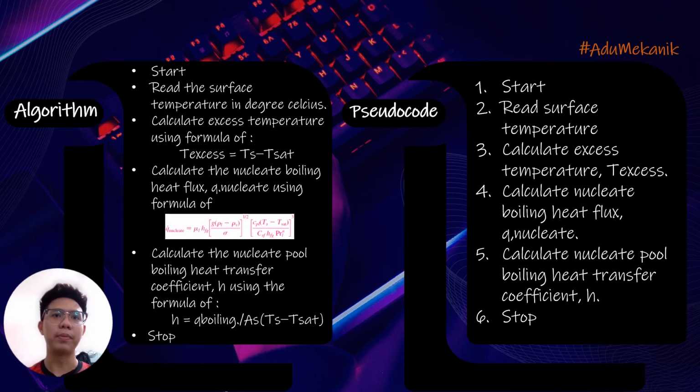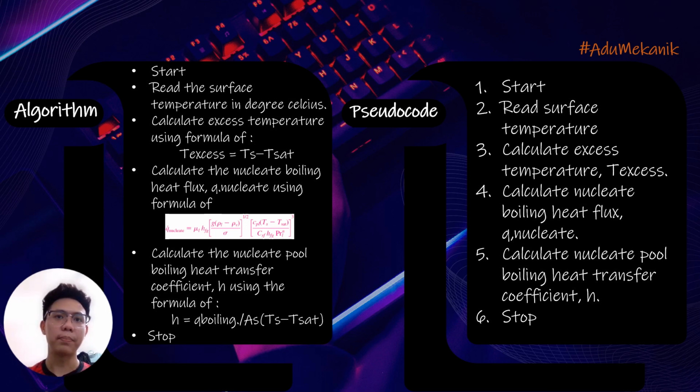Next, I'm going to present the program design. The first program design is the algorithm. The first step is start. The second step is read the surface temperature in degrees Celsius. The third step is calculate the excess temperature by using the formula T excess equal to T surface minus T saturation. Next is calculate the nucleate boiling heat flux by using this formula.